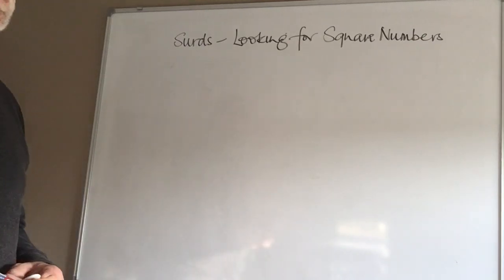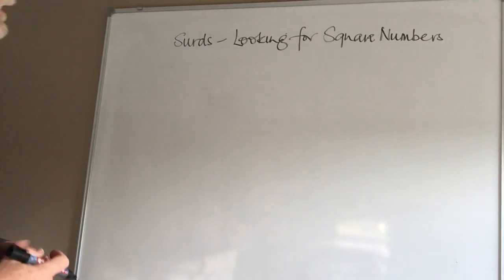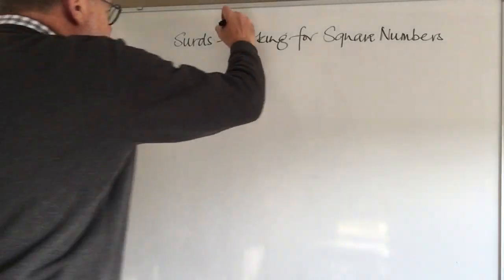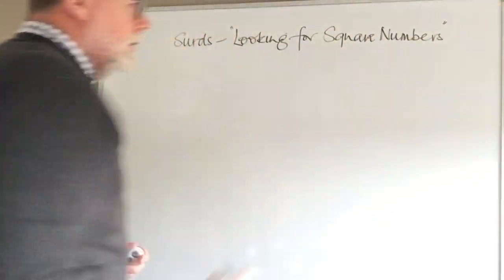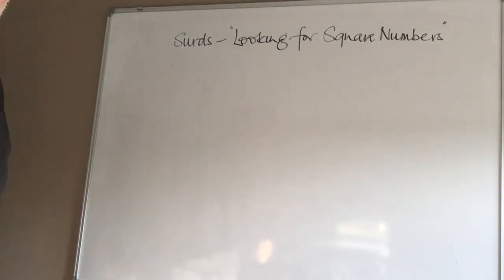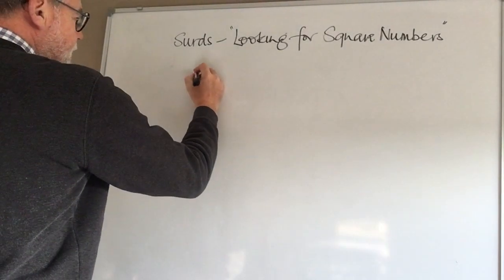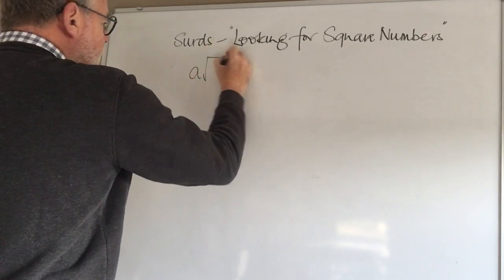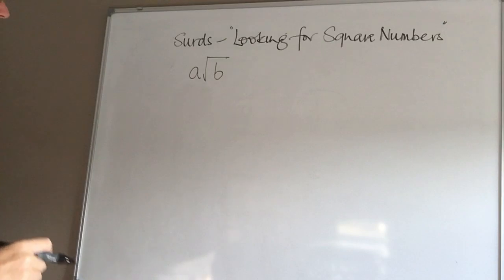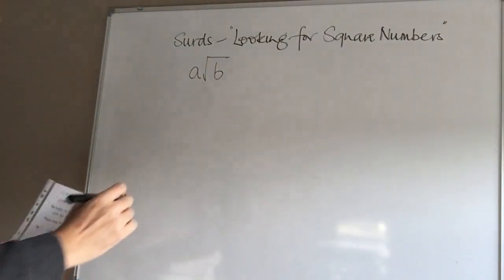In this clip we're going to be looking at surds, and particularly looking for square numbers as a technique that will help us, particularly when we have to simplify surds. So we might be asked to simplify a surd in the form a root b. Now what does this look like in practice?